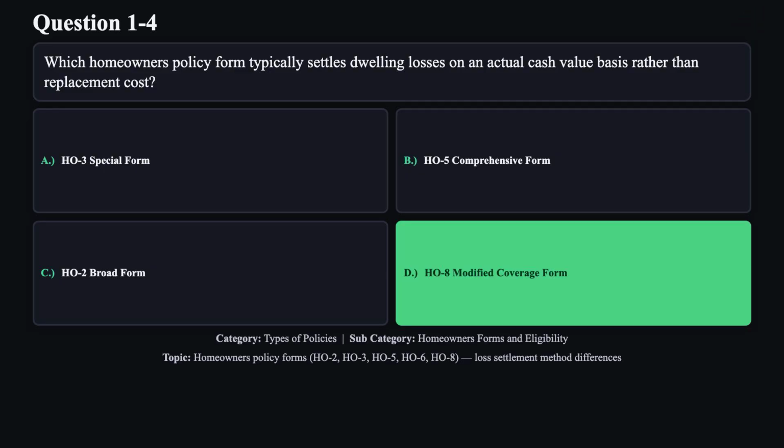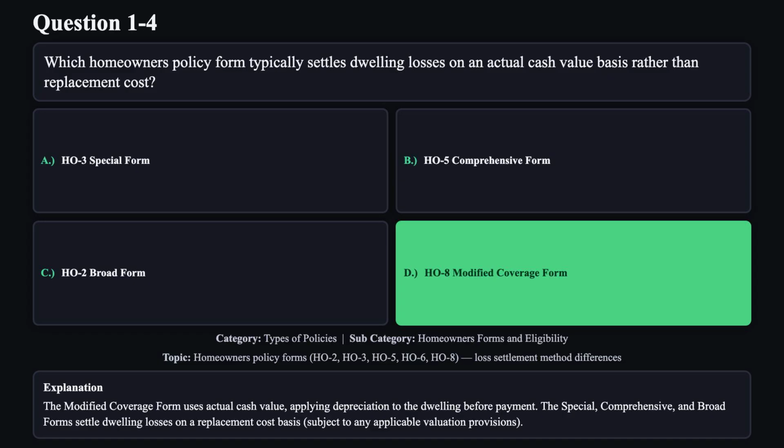The correct answer is D. The modified coverage form uses actual cash value, applying depreciation to the dwelling before payment. The special, comprehensive, and broad forms settle dwelling losses on a replacement cost basis, subject to any applicable valuation provisions.